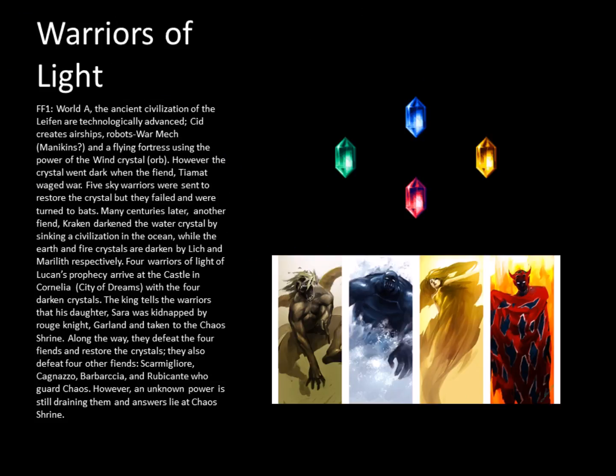Final Fantasy I, World A. The ancient civilization of the Lithin are technologically advanced. Sid creates airships, robots called Wartech, and a flying fortress using the power of the wind crystal or orb. However, the crystal went dark when the fiend Tiamat waged war. 5 Sky Warriors were sent to restore the crystal, but they failed and were turned to bats.